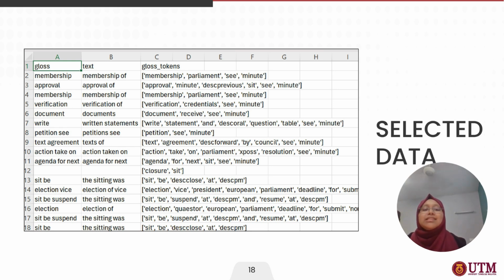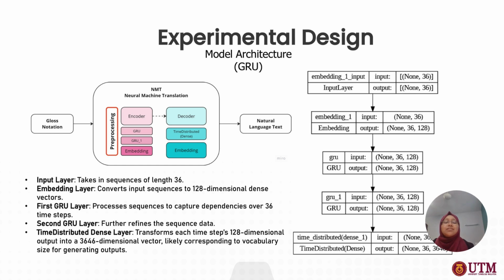So let's go into a detailed description of the experimental design. Firstly, the model architecture of GRU. As we can see in the figure, when we give the gloss notation, it does the pre-processing and puts it through four layers, and then goes to the encoder and two more layers, and then after all the neural machine translation is done, it is finally translated into natural language text.